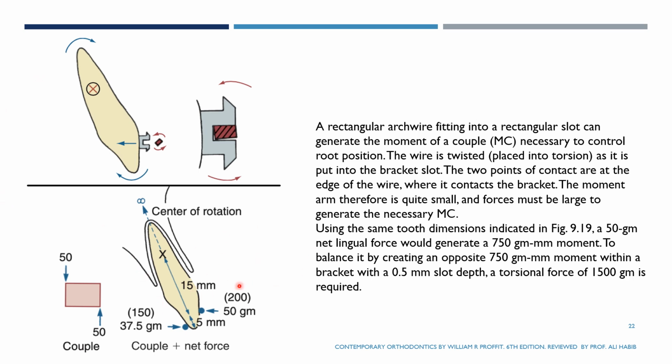And this is the example that was described earlier. If we want to create a couple instead of applying these two forces, and we want to create a couple inside the bracket, then we have to have torsional force, calculating a torsional force of 1,500 grams, which will be adequate to create a couple which is 50 grams on each side. That will create an adequate moment or counteracting moment to allow bodily movement to occur.